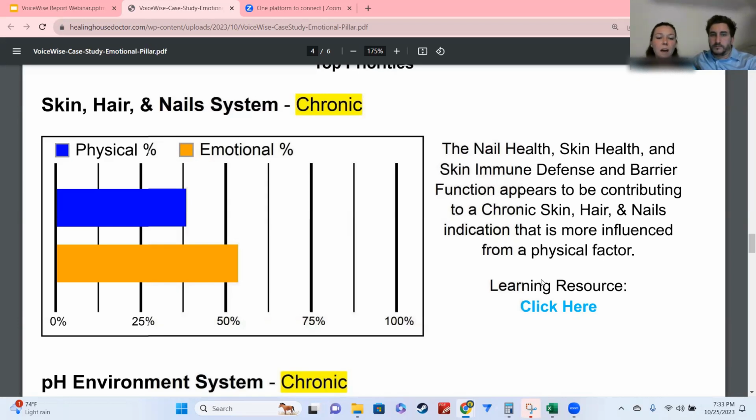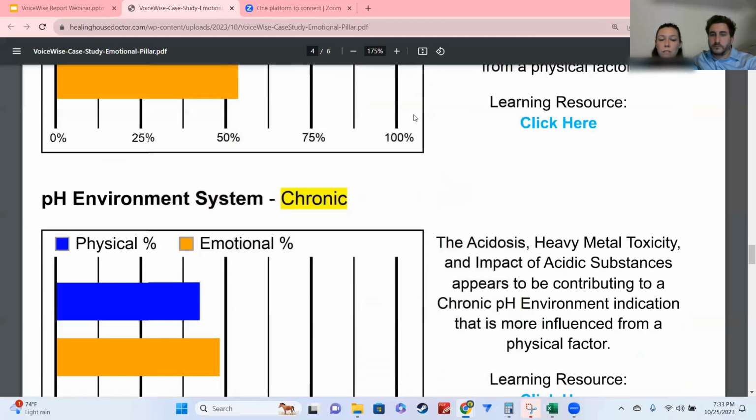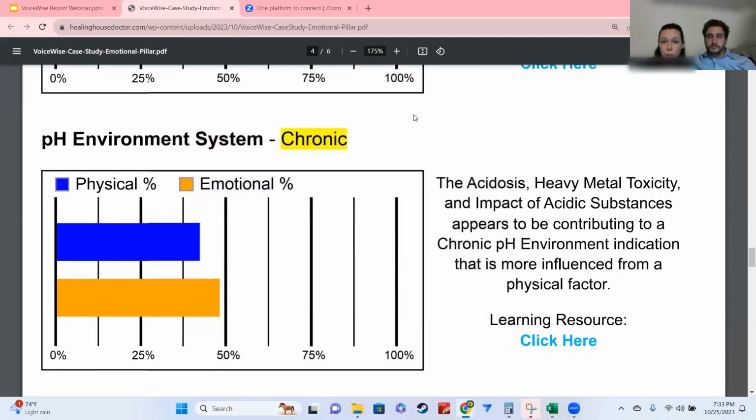Okay. So then the other system that came up was the pH environment. Like Matthew said earlier, we always look at what's influencing the pH environment on the first page during the overview, the summary, because it's so important to keep our environment alkaline. Disease or dis-ease cannot exist in an alkaline body. If our body is becoming acidic, then the environment is more prone to create disease states. So we want to know what is influencing the body's pH.